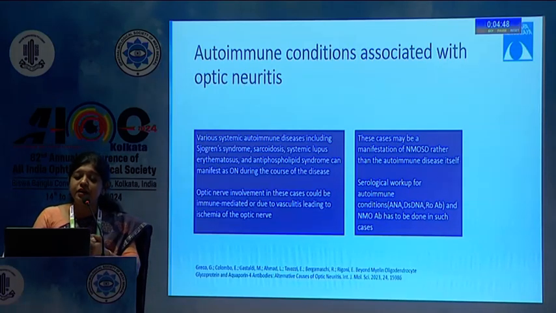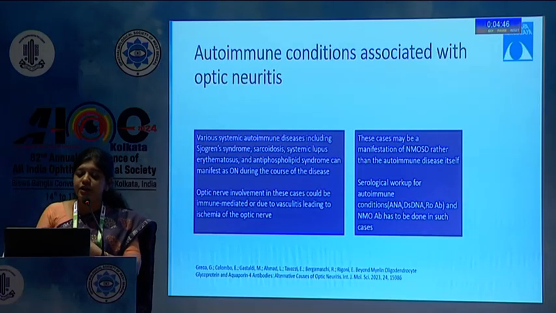So the next entity is the autoimmune conditions where we need evaluation. The causes could be Sjogren's, Churg-Strauss, SLE, or even antiphospholipid syndrome. And we see that optic nerve involvement could be immune mediated or due to vasculitis leading to ischemia of the nerve. So the main thing is, they can be a manifestation of NMO spectrum disorder. So always remember, when you're suspecting an autoimmune cause for optic neuritis, include an NMO antibody also in the workup.